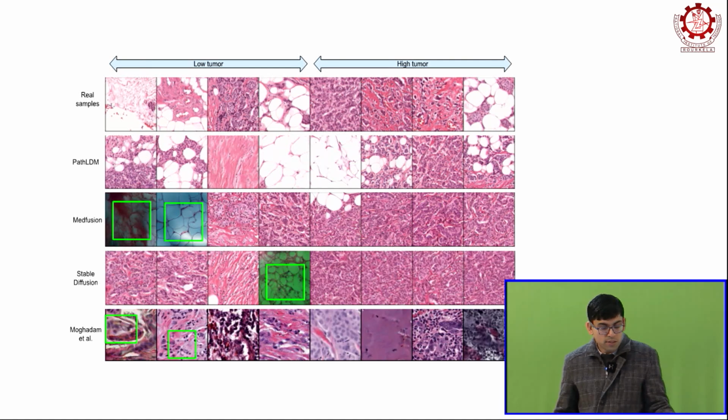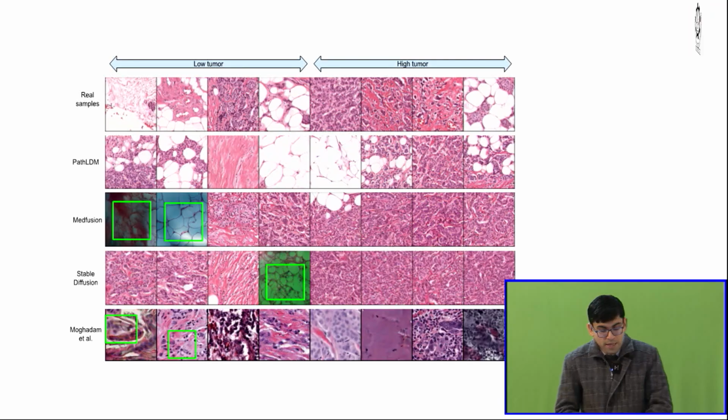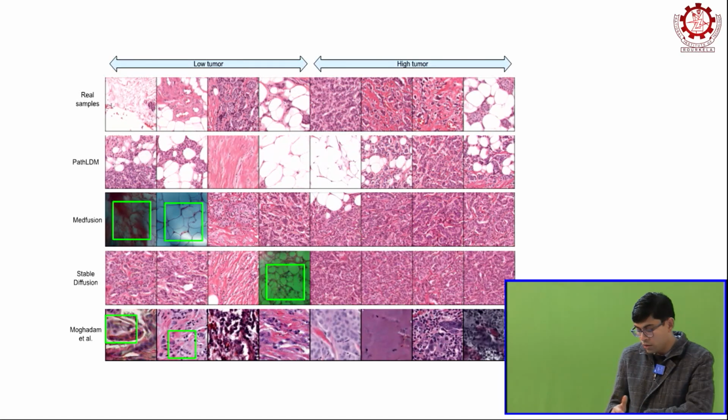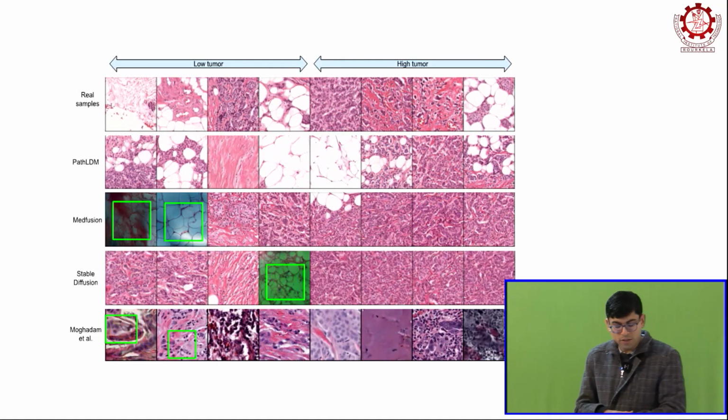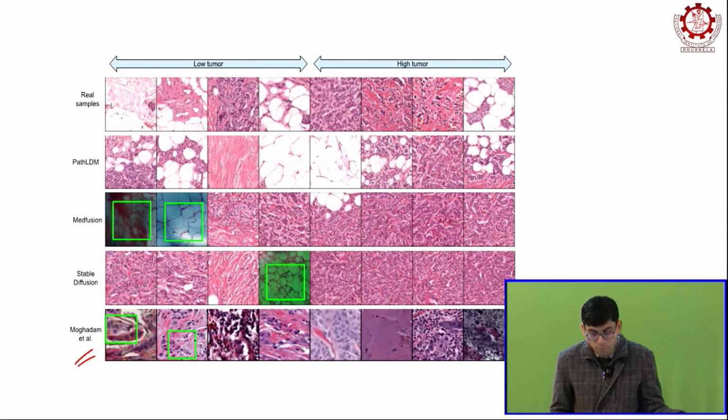So here are our results, qualitative results. On the top row, you have the real samples, and in the second row, we have the PatchLDM, which is our method, and we can see that the generated patches look quite similar to the real patches. Back then, we only had 2 methods for comparison: MedDiffusion and this one. And we showed that our method was quite a bit better compared to these other methods from a qualitative perspective as well.